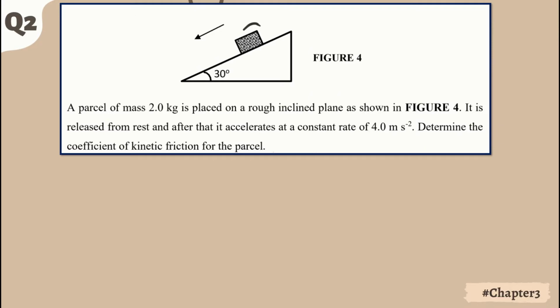Question number 2 will test you on chapter 3. Okay, we have a figure here, figure 4. In this case, we have a parcel of mass 2 kilogram placed on a rough inclined plane. So this is our inclined plane and the surface is rough. Bear in mind, if the surface is rough, it tells us that the surface has friction.